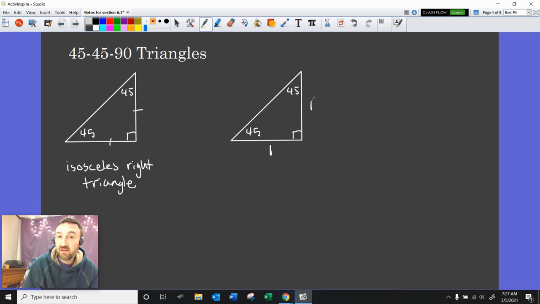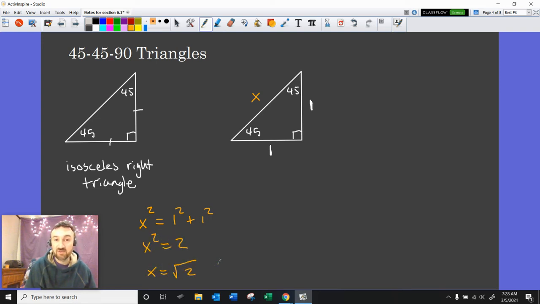So if I make the shortest sides both 1, the sides that are across from the 45-degree angles, then the hypotenuse of that triangle, we could use the Pythagorean theorem again. We did that before. So if this hypotenuse is x, the hypotenuse squared is equal to the sum of the squares of the other two sides, 1 squared plus 1 squared. And 1 squared is 1, 1 squared is 1, put them together, you get 2. So x squared is equal to 2. Hey, x is equal to the square root of 2.